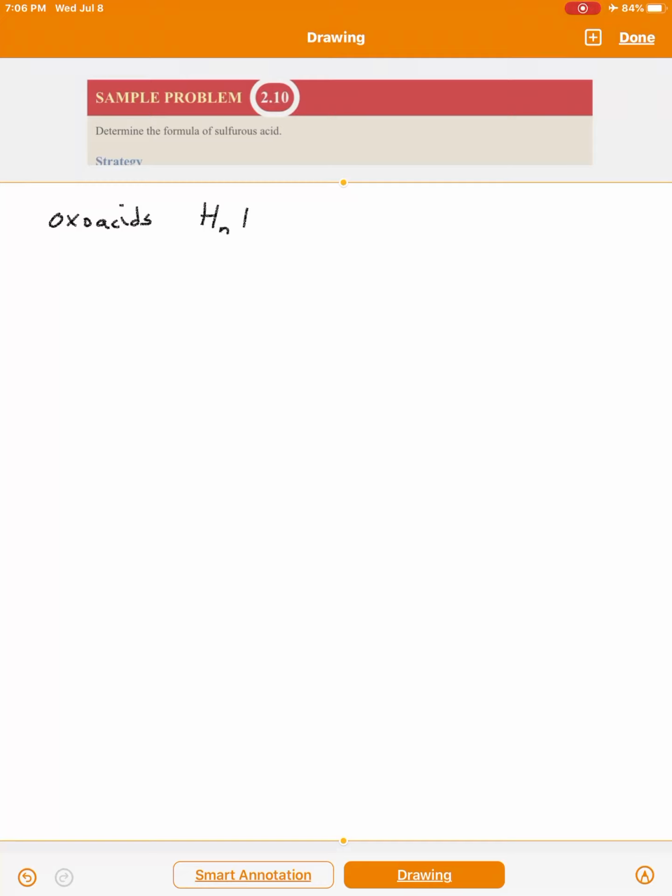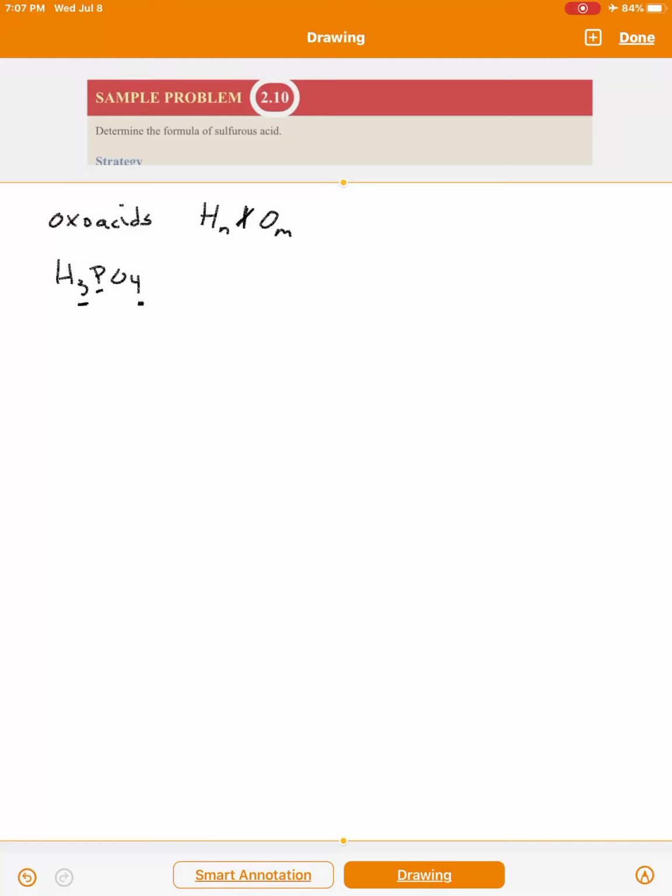So let me put an X to represent the non-metal. And then there's some number of oxygen atoms. Those are the formulas for oxoacids. Now, let me show you a few examples. H3PO4, right? Here the number of hydrogens is 3, the number of oxygens is 4, and then there's a phosphorus right there. That's called an oxoacid.